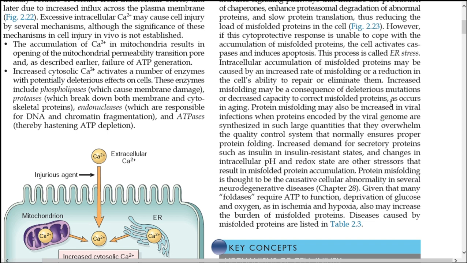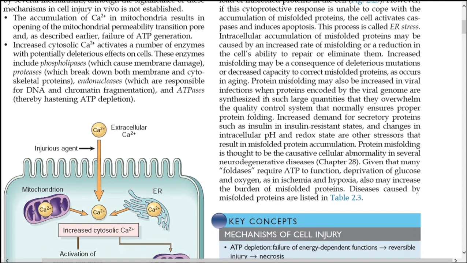In aging, the increased misfolding may be due to mutations and a decreased capacity of chaperones to correct misfolded proteins, which usually occurs in aging. Protein misfolding may also be increased in viral infections. When proteins encoded by the viral genome are synthesized in large quantities, they overwhelm the quality control system, which usually ensures normal protein folding.